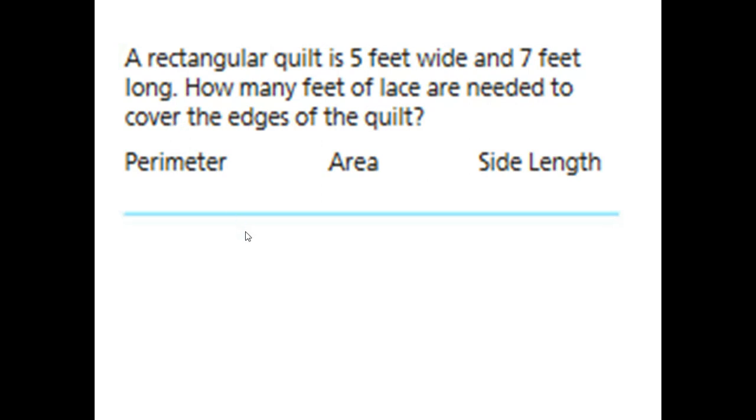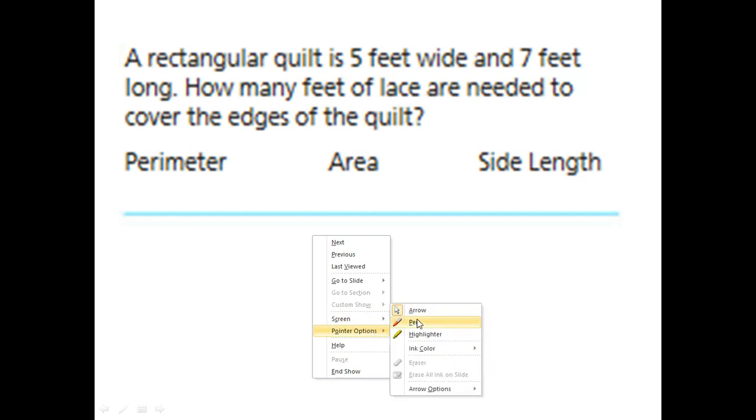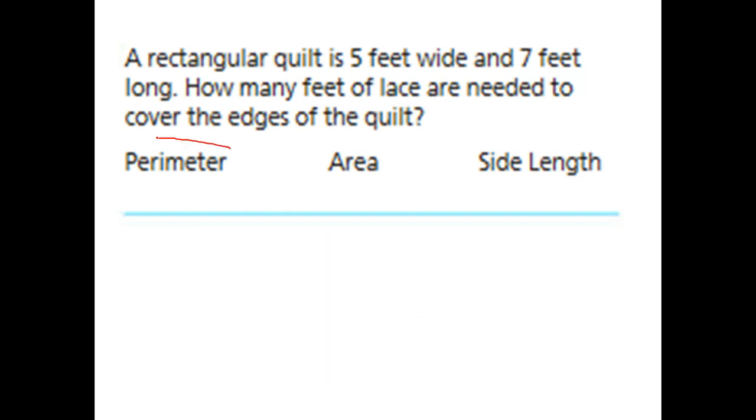Okay, it's asking me to find how much lace is needed to cover the edges or the outside part of this quilt. Everything that tells me the outside part of a figure or the distance around a figure or what needs to be covered around or on the edges of a figure is telling me that what I need to find is the perimeter. Because remember the definition of perimeter is everything that is around the figure or the distance around the figure. Okay, so first step done. I already know that I need to find the perimeter.